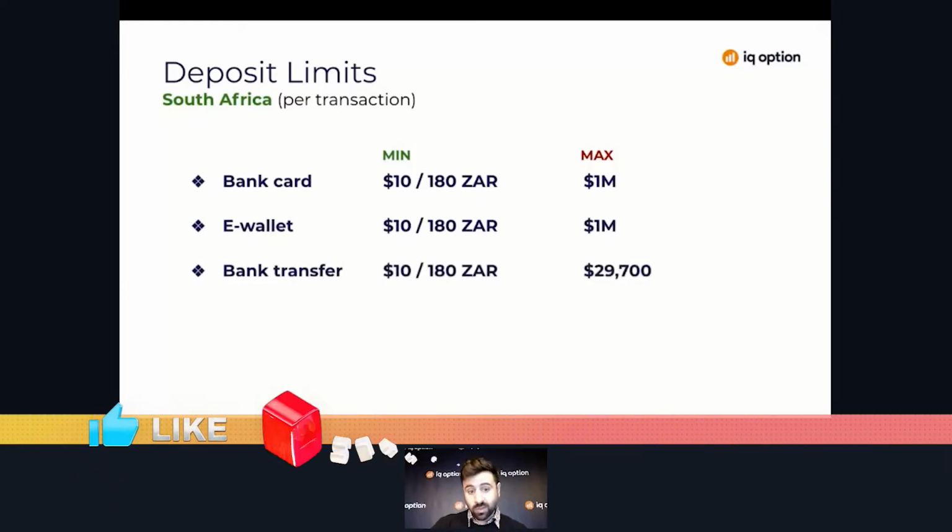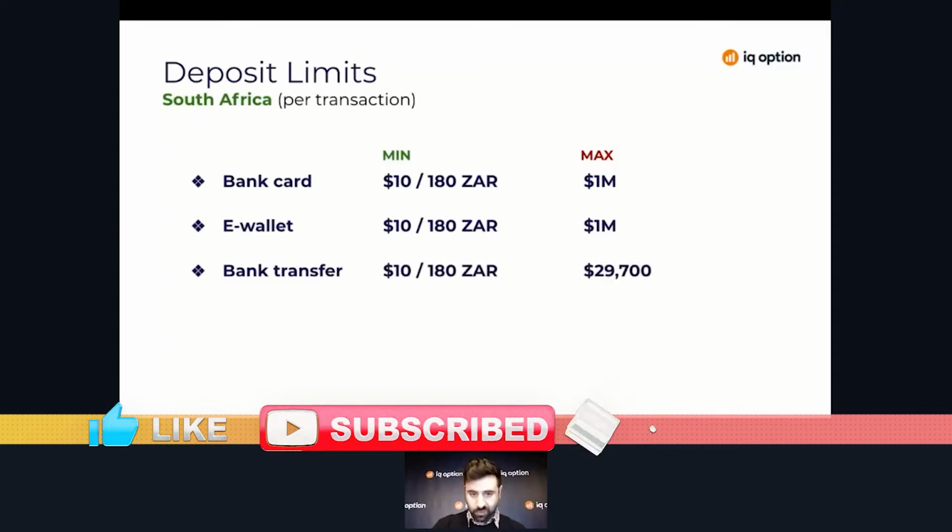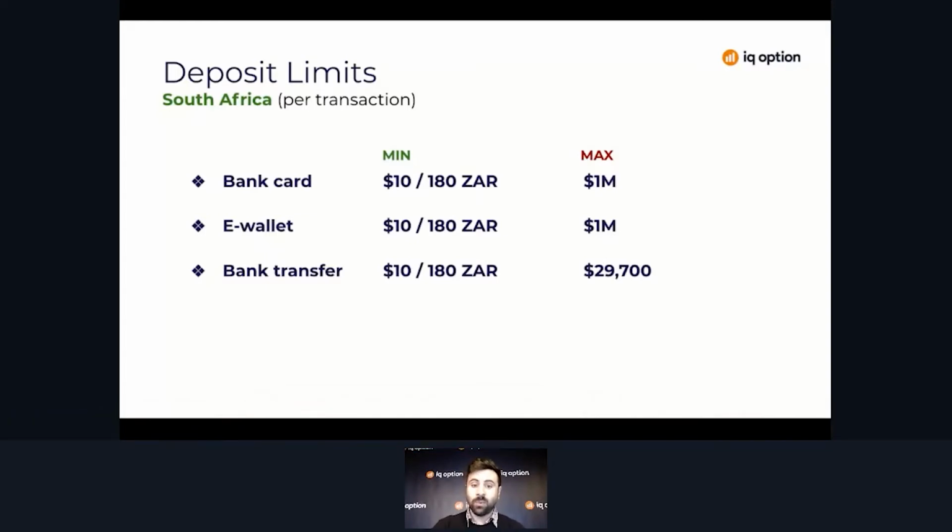Now, you can also do a deposit with a bank transfer, a local bank, which again, if you're going to be using this method, you need to at least deposit $10, and the maximum you're able to deposit is $29,700. I want to point out here that this is per transaction. So if for whatever reason you want to be depositing more, you can simply make another deposit.